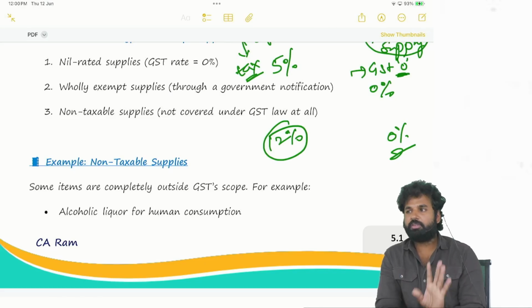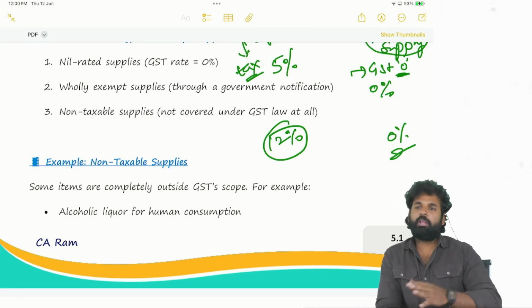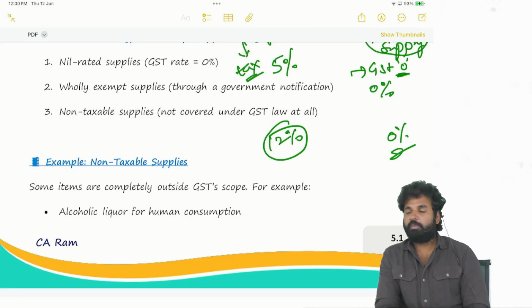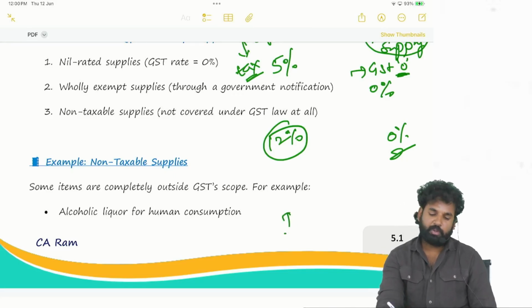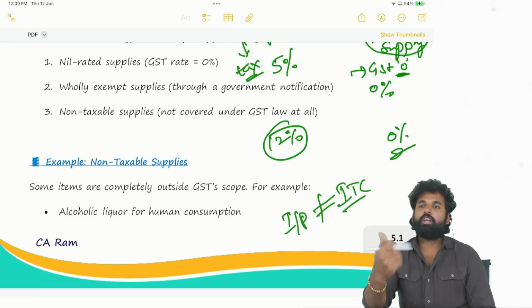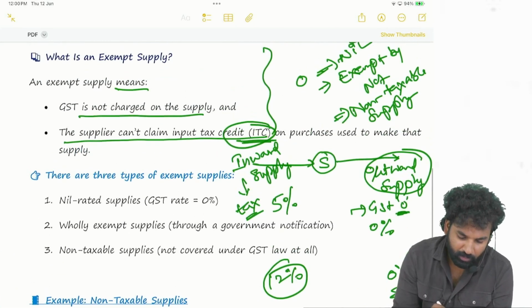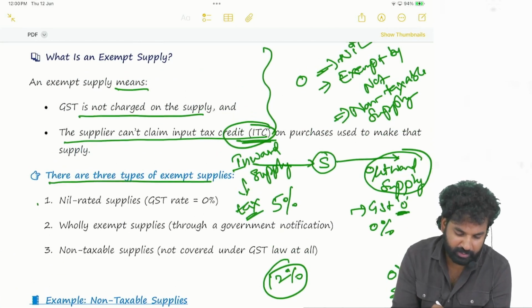Generally input tax credit means whatever you have paid to your supplier will be given as input tax credit. But sometimes there are exceptions to it. Input tax is not always equal to input tax credit. Okay? So there will be some block. Some input taxes are not eligible as input tax credits.